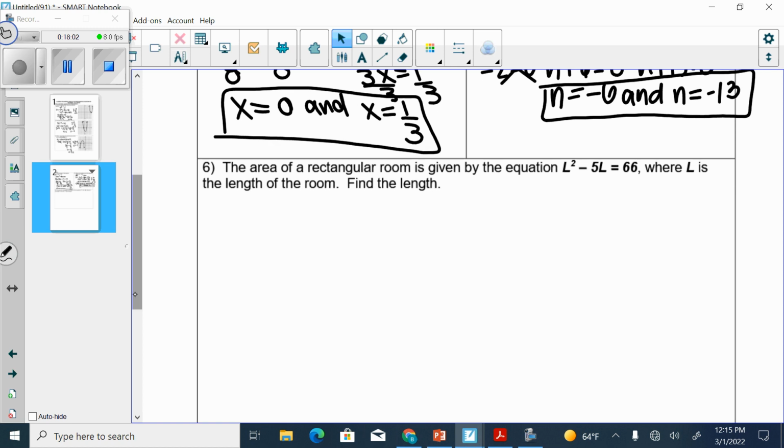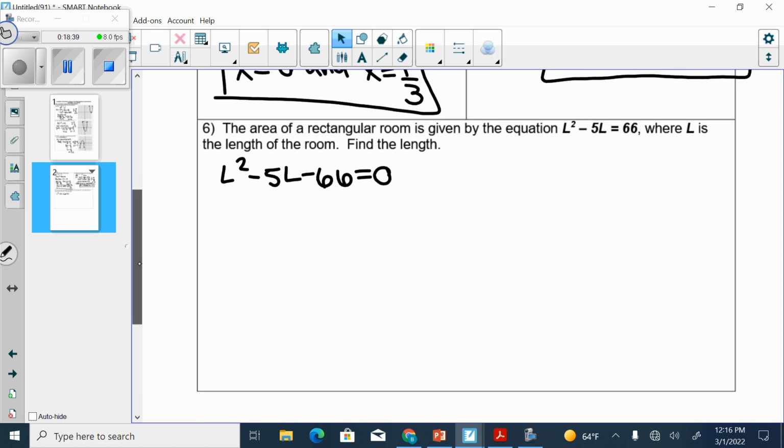Okay, this one says that the area of a rectangular room is given by the equation L squared minus 5L equals 66, where L is the length of the room. Find the length. So again, we are just solving. I'm going to solve for L. Okay, so what would I need to do first with my equation? Good. So is there anything like 66 on the other side? No, so we're just going to have to tag it on the end. So we'll have L squared minus 5L minus 66 equals 0.